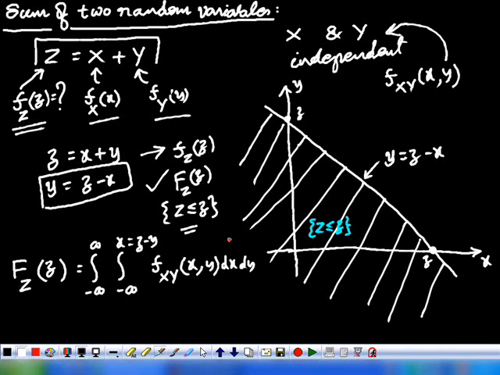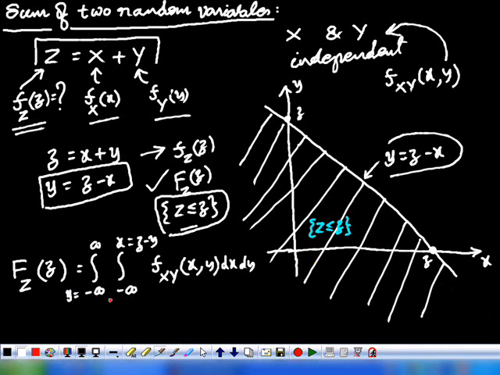If you know the joint density function of the two random variables, then we can find this FZ(z). Why? Because Z, X and Y are related by this equation. Therefore, FZ(z) can be written as integral from minus infinity to plus infinity, that is here y is from minus infinity to plus infinity, and I am taking x from minus infinity to z minus y. That is this line. Understood?